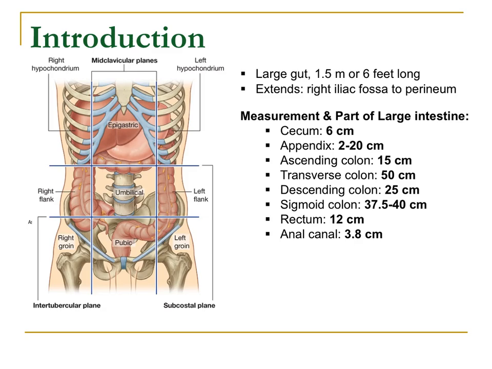Now, if you see the extension of this part, it starts right from the right iliac fossa and ends somewhere here in the perineum region. So it extends from the right iliac fossa to the perineum region, and the longest part is the transverse colon, and the shortest part is the anal canal.